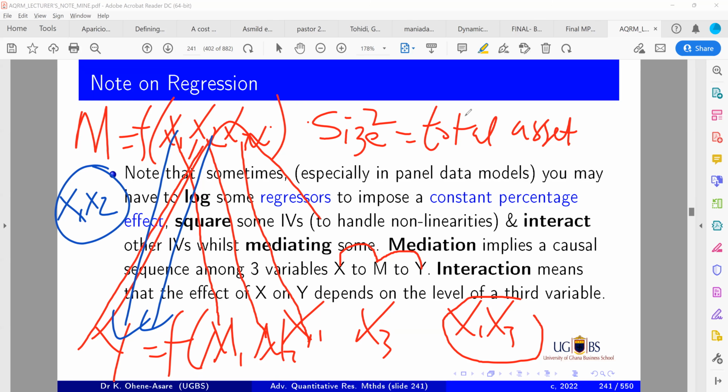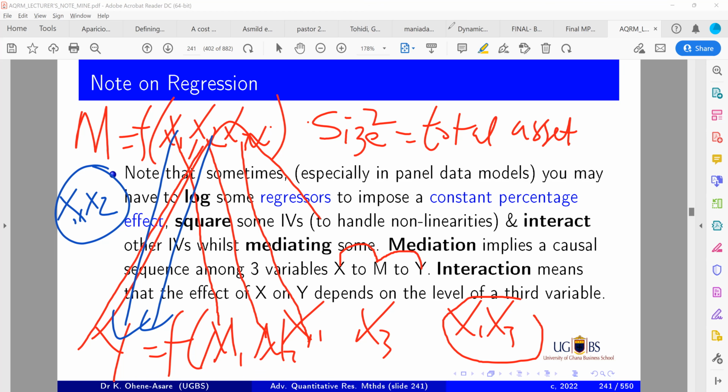Because mediation is when you are saying that something is affecting something before that second something affects the third something. But interaction is where you are saying that this and this together. So you're not even looking at effect. You're looking at multiplication, the product of the two variables. Does that make sense? When we come to the practicalities, then you can understand.